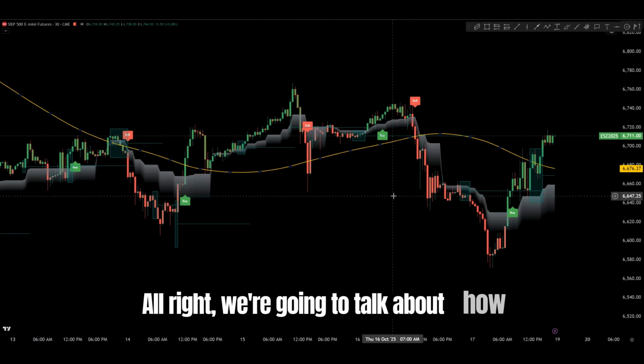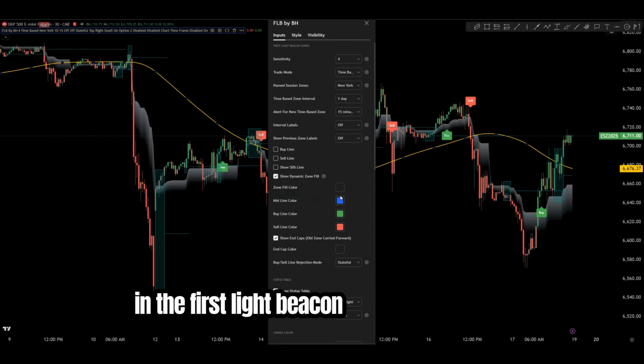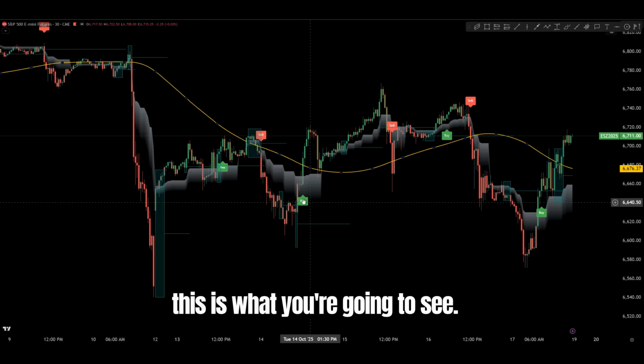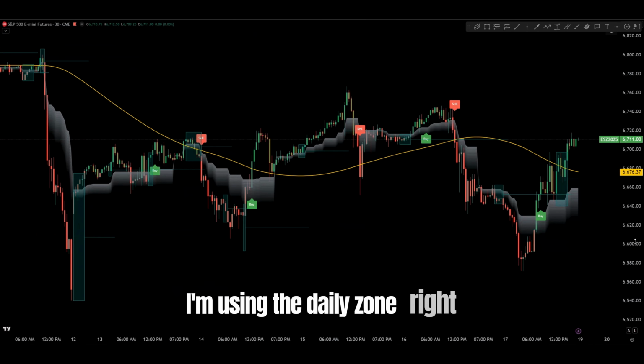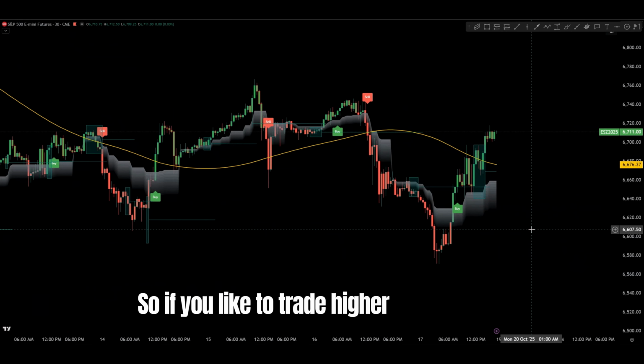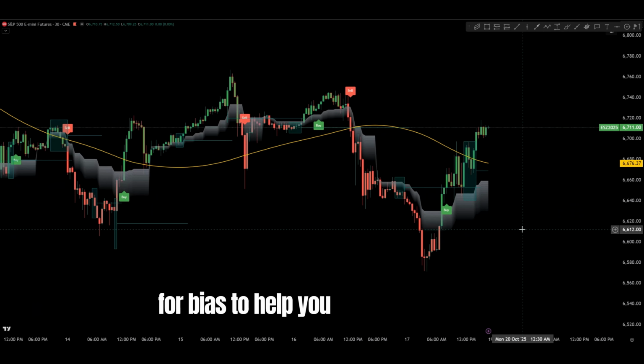Right, we're going to talk about how to use the contraction and expansion settings in the First Light Beacon right down here. When you turn them all on, this is what you're going to see. I'm using the daily zone right now, and I'm on 30-minute candles. If you like to trade higher time frame or swing or hold, then you could use this time frame right here, or you could just use it for a bias to help you get into trades.